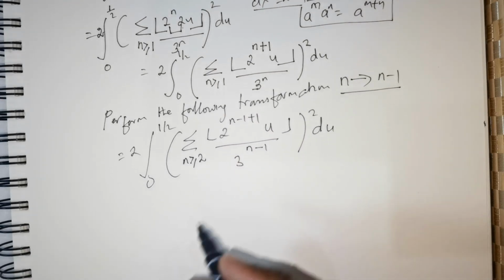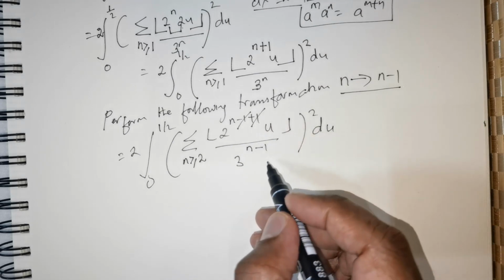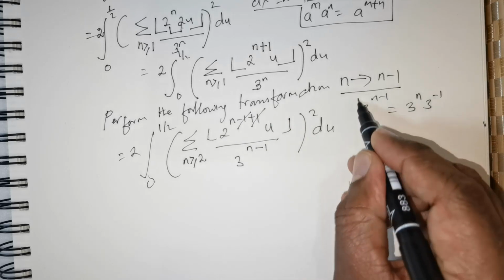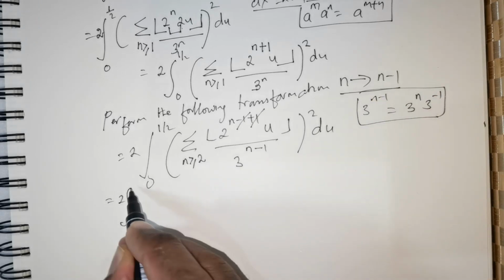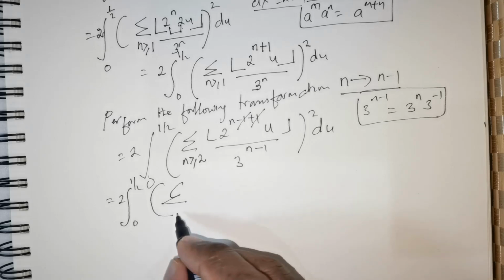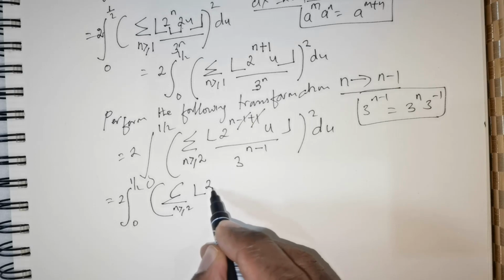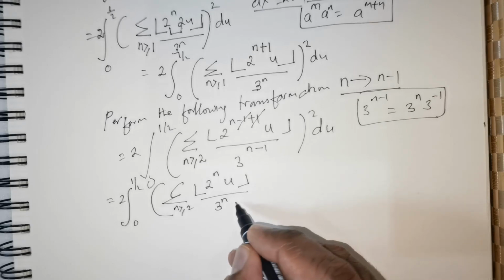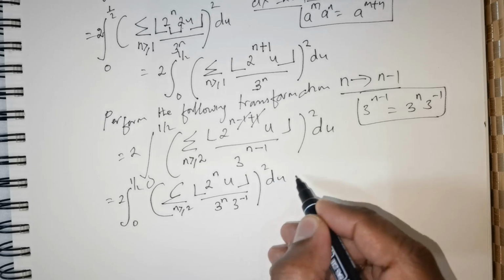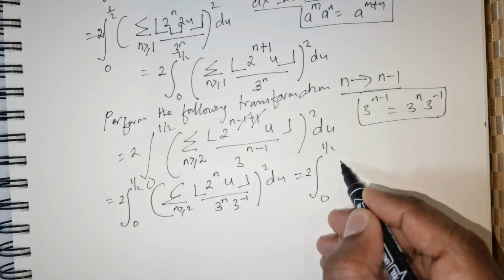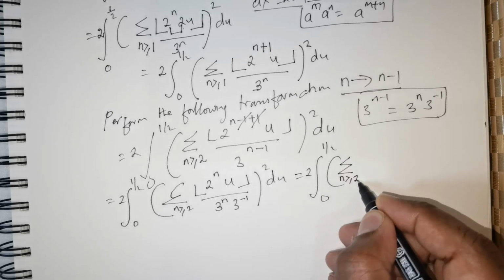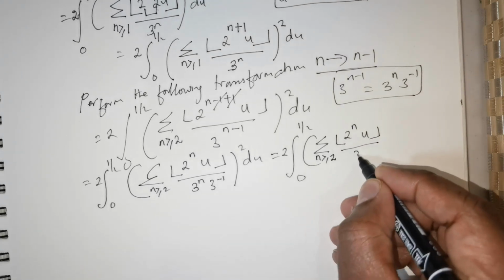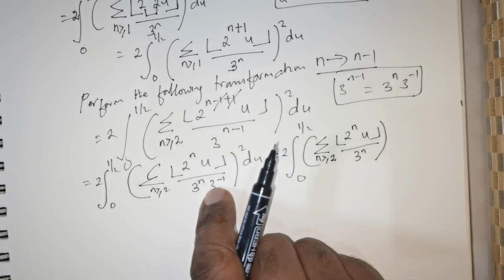Having given you that, let me take away this minus 1 with plus 1, and rewrite 3 raised to the power of n minus 1 as 3 raised to the power of n times 3 raised to the power of negative 1. So this is going to be equal to 2 times integral 0 to 1 over 2 of sigma n greater than or equal to 2, floor function of 2 raised to the power of n times u, complete the floor, divided by 3 raised to the power of n times 3 raised to the power of negative 1. This is raised to the power of 2 times du. Now, 3 raised to the power of n is going to be there, and I'm going to bring this 3 raised to the power of negative 1 out.